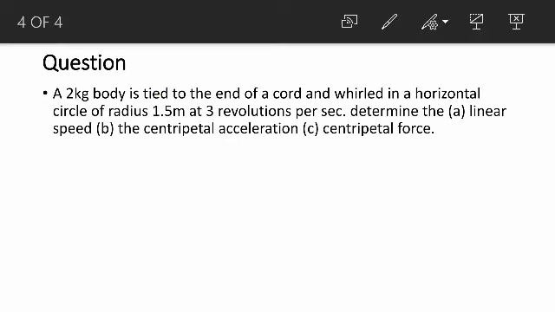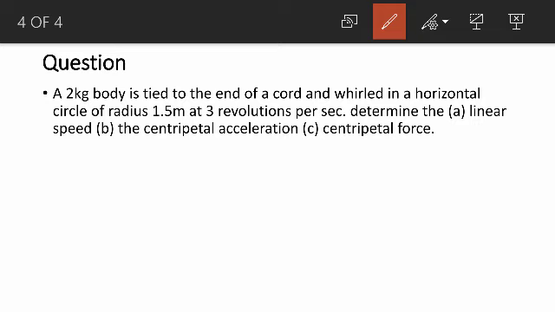So we see a question here. It says a 2 kilogram body is tied to the end of a cord and whirled in a horizontal circle of radius 1.5 meters at 3 revolutions per second. Determine the linear speed first, then the centripetal acceleration, then the force.